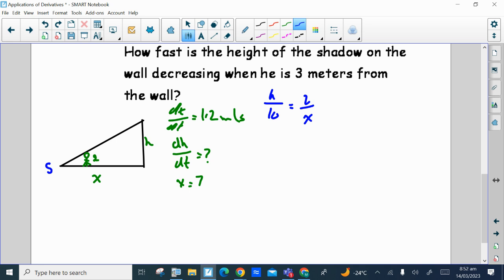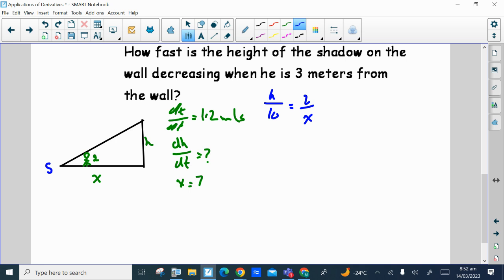And with similar triangles, the ratios of the sides will always be the same. So we did the ratio of the height over the base of the large triangle, h over 10, must equal the ratio of the height and base of the second triangle, which would be 2 over x. And again, x refers to how far you are away from the spotlight.